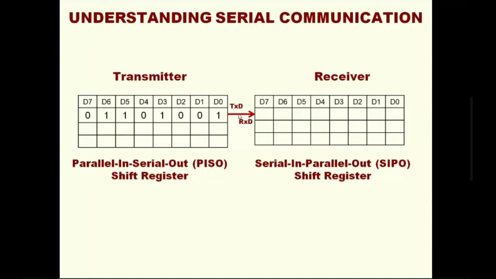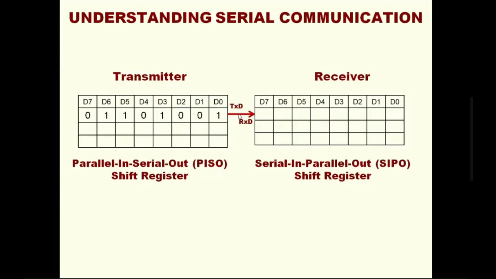Whatever the protocol, whether it is USB, Wi-Fi, Bluetooth, or Ethernet, its transmitter is going to be a parallel-in serial-out shift register, and its receiver is going to be a serial-in parallel-out shift register, because the communication within the processor or controller is parallel, but the communication between processors is serial. So if one processor needs to communicate with another processor, there is a need for a parallel-in serial-out shift register on the transmitter side, and a serial-in parallel-out shift register on the receiver side, as we see on the screen.